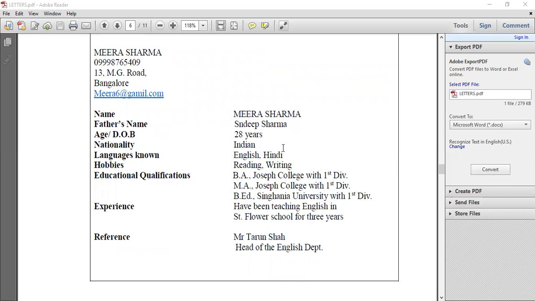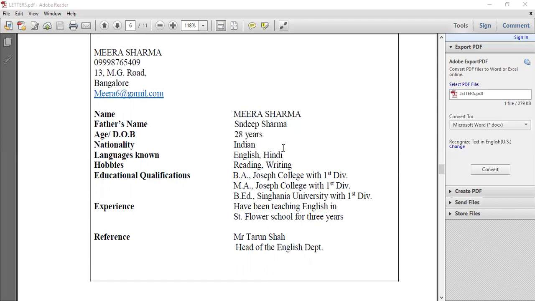Meera Sharma, Sandeep Sharma, 28 years, Indian, English, Hindi, reading and writing. Then the educational qualification: the question mentions a postgraduate teacher in English, so the candidate must have completed BA English, MA English, and Bachelor of Education as the basic qualification. According to the question and the post, we have to understand the concept and write the educational qualification. For an English teacher, we write Bachelor of Arts English, Joseph College with first division, and Master of Arts English, Joseph College with first division.